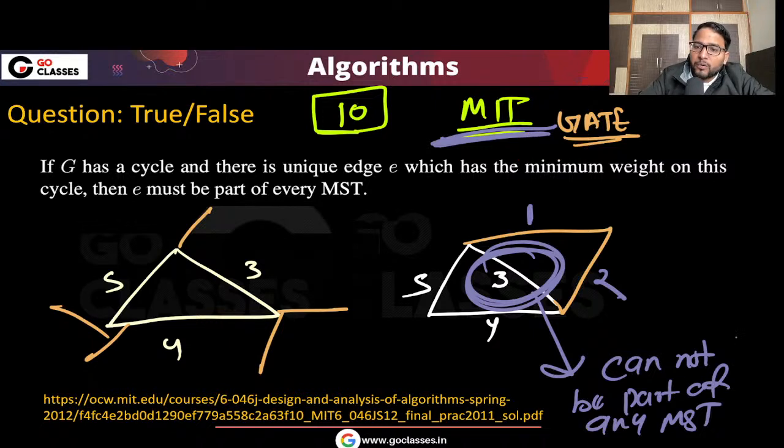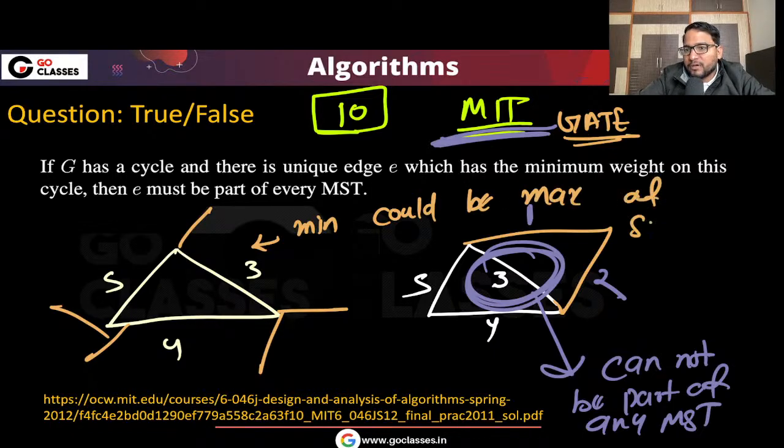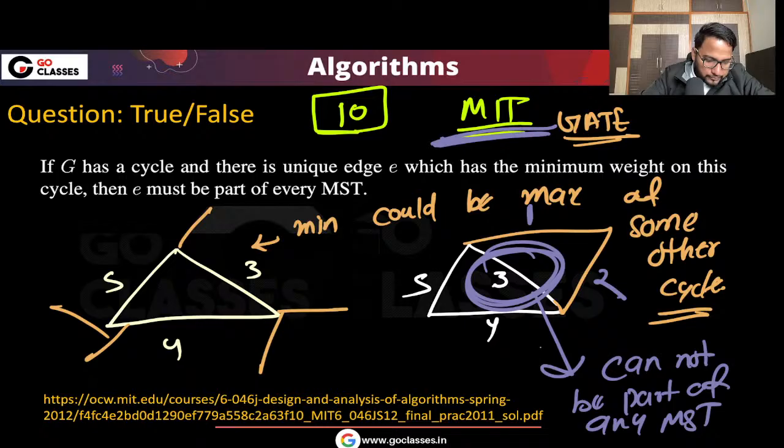Understood that it cannot be part of any MST. So the thing here is that this minimum could be the maximum of some other cycle. Understood? Let me know if you found this particular question interesting.